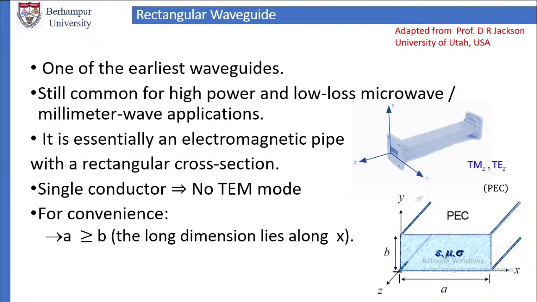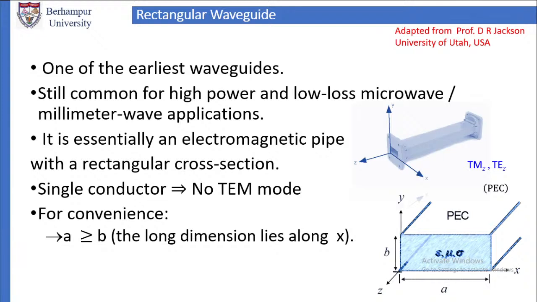The width, you can see there is a metallic pipe, and there is a hollow part inside at the center of the metallic pipe, a rectangular hollow part. Now the width of that rectangle is along the x-axis and the height of the rectangle is along the y-axis. So the broader side is along the x-axis, the shorter side is along the y-axis, and the length of the waveguide is along the z-axis.